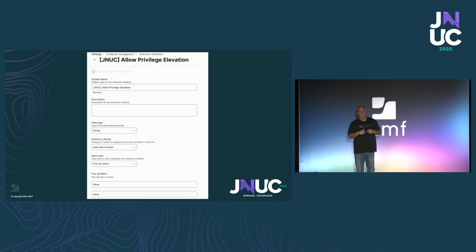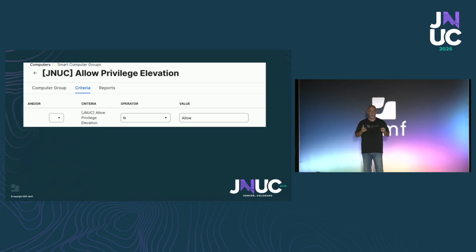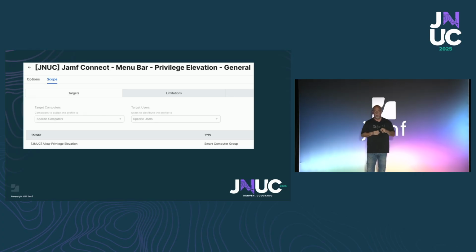So, and this is kind of what that looks like, right? Down at the bottom there, you'll see that pop-up allow deny. This is the extension attribute. And then here is the smart group. We're simply looking for that allow value, and then we're just scoping that config profile, right?